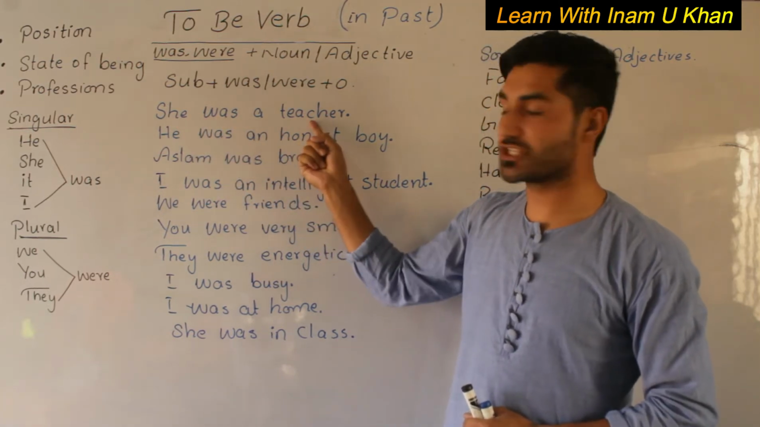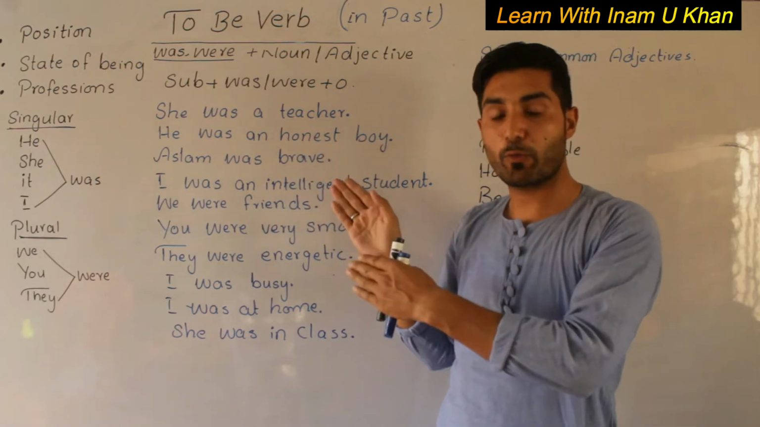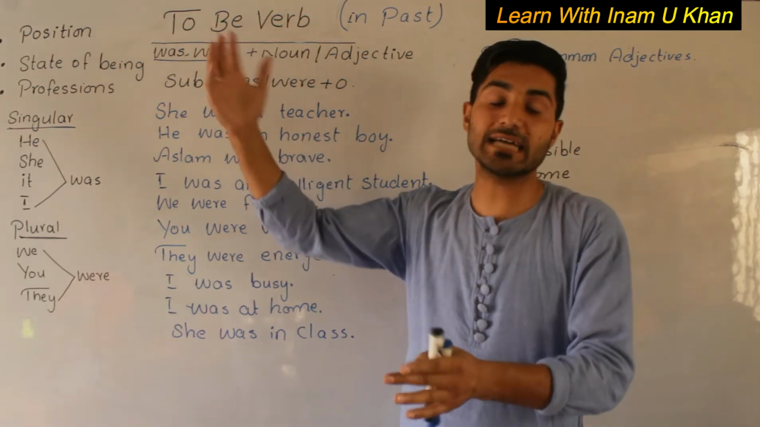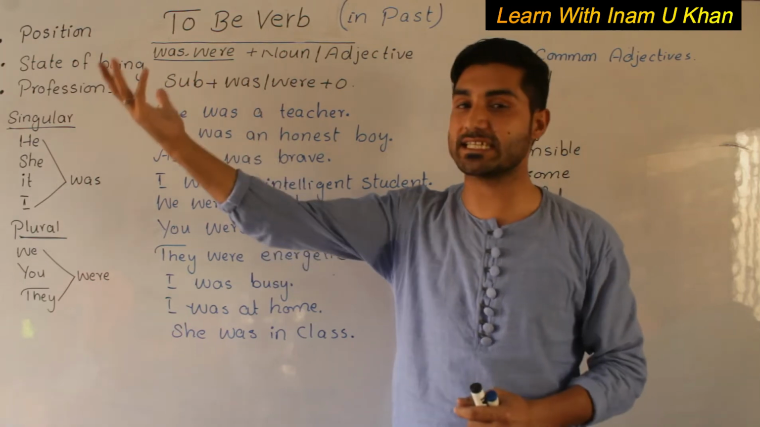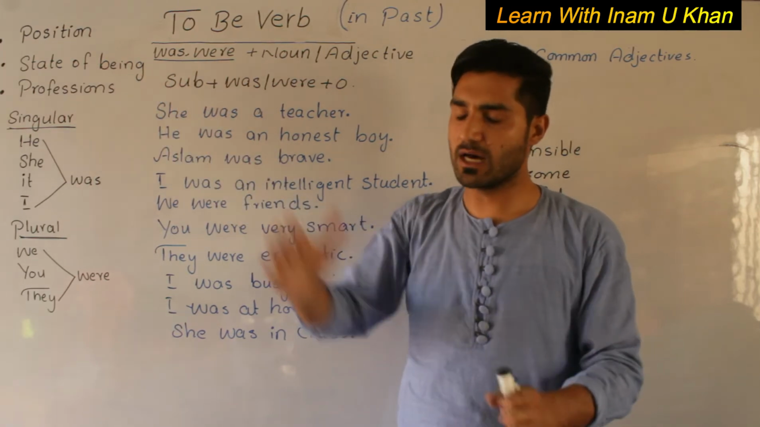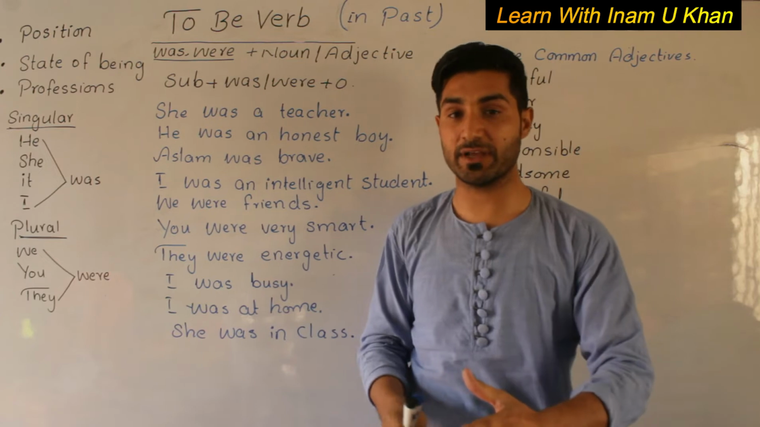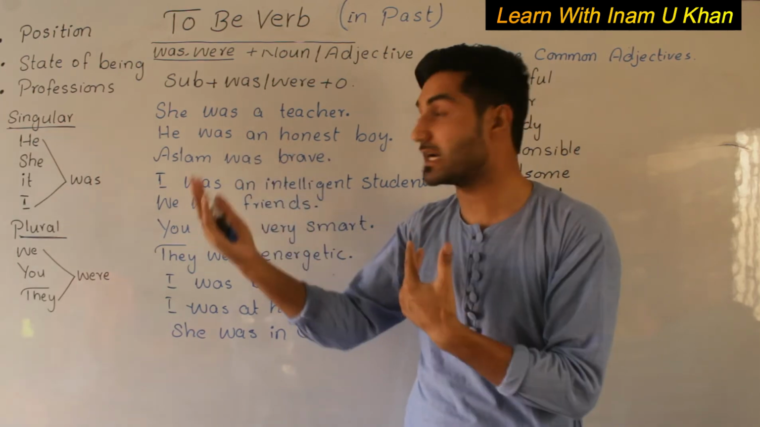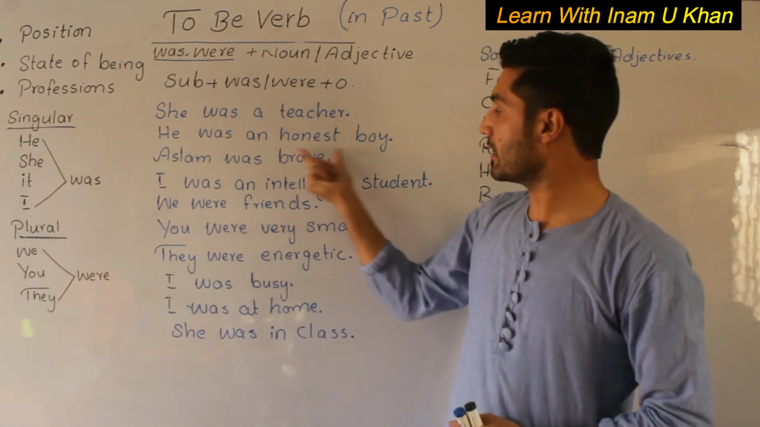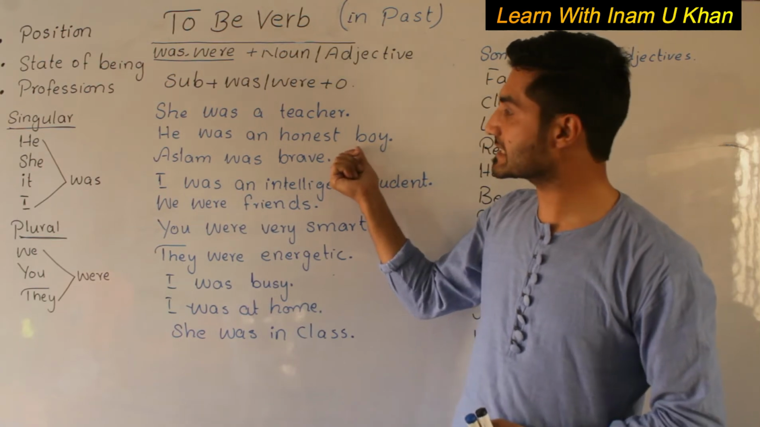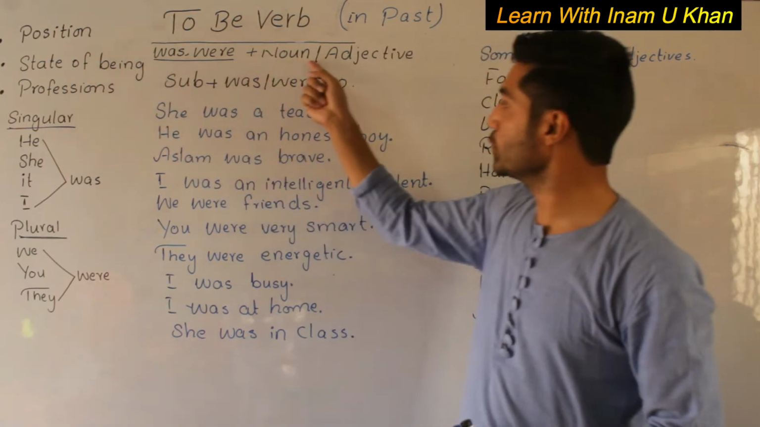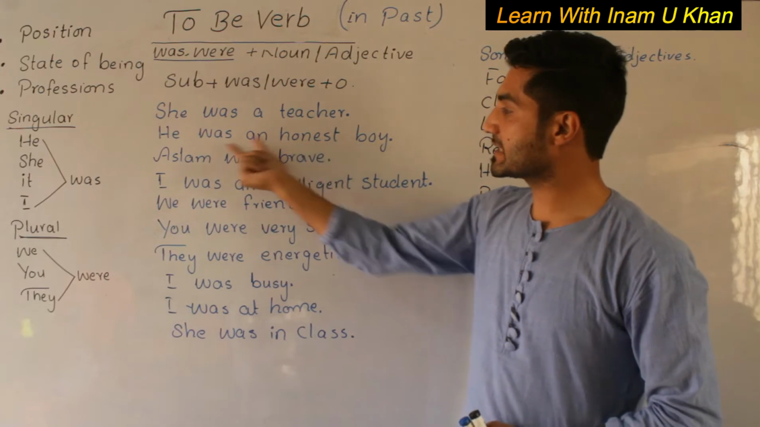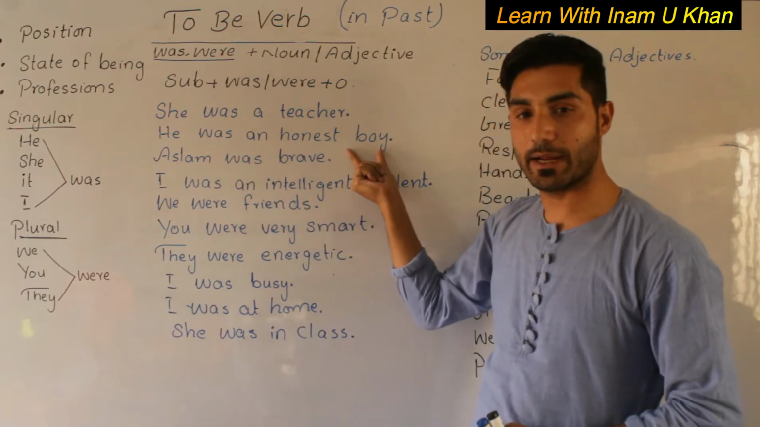She was a teacher. That is in past. We're talking about the time which is gone now. She was a teacher. It was a time. Now I don't know if she is a teacher now, but she was a teacher in past time. He was an honest boy. We are discussing the state of being, and we use an adjective here, honest. So he was an honest boy.